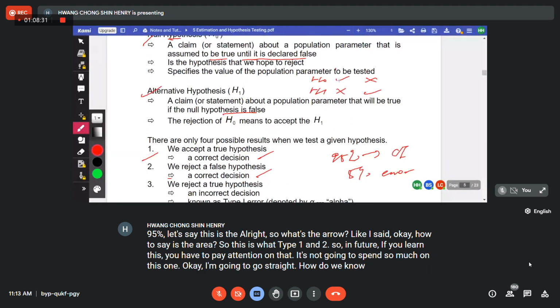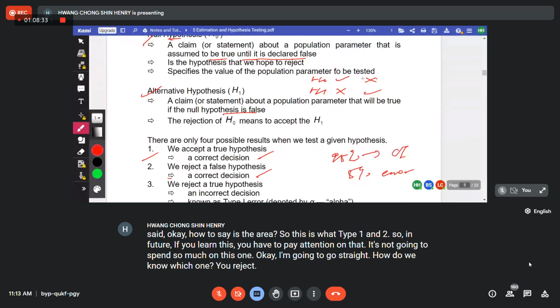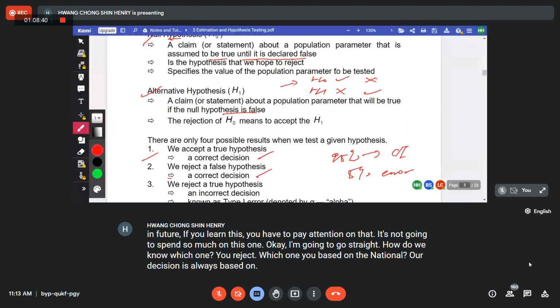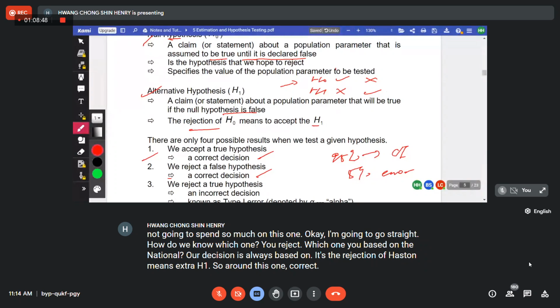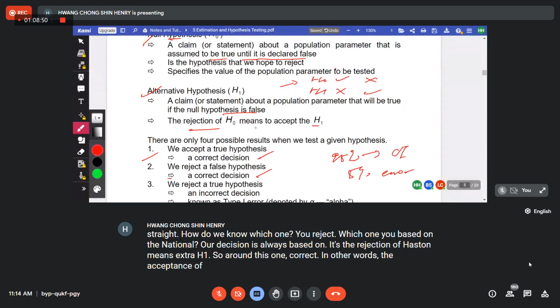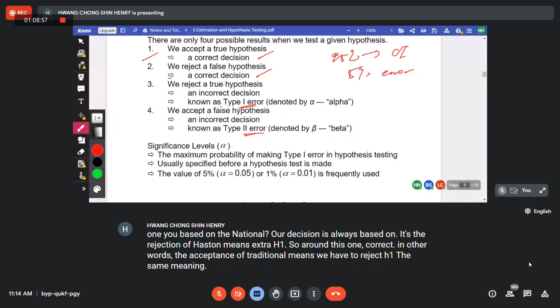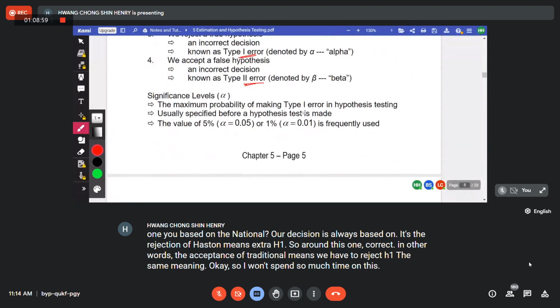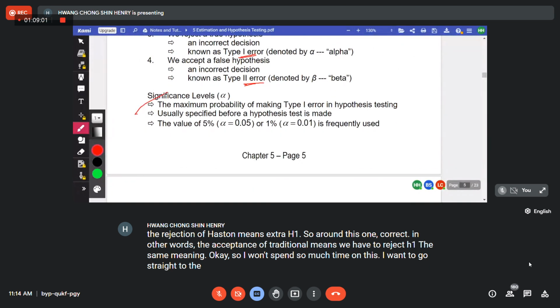How do we know which one you reject, which one you accept? Okay, based on the H0. Our decision is always based on what? H0. The rejection of H0 means accept H1. This one wrong, this one correct. In other words, the acceptance of H0 means we have to reject H1. The same meaning. Okay. So I won't spend so much time on this. I want to go straight to the steps.